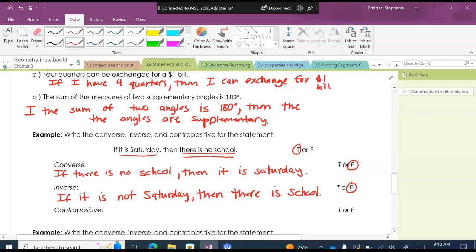All right, and lastly, I want you to write the contrapositive. That takes the original statement, switching and negating. Technically, it's just taking the inverse and switching it around. So the contrapositive takes the original statement, you switch the order and negate them. And then once you do that, decide if that's true or false.